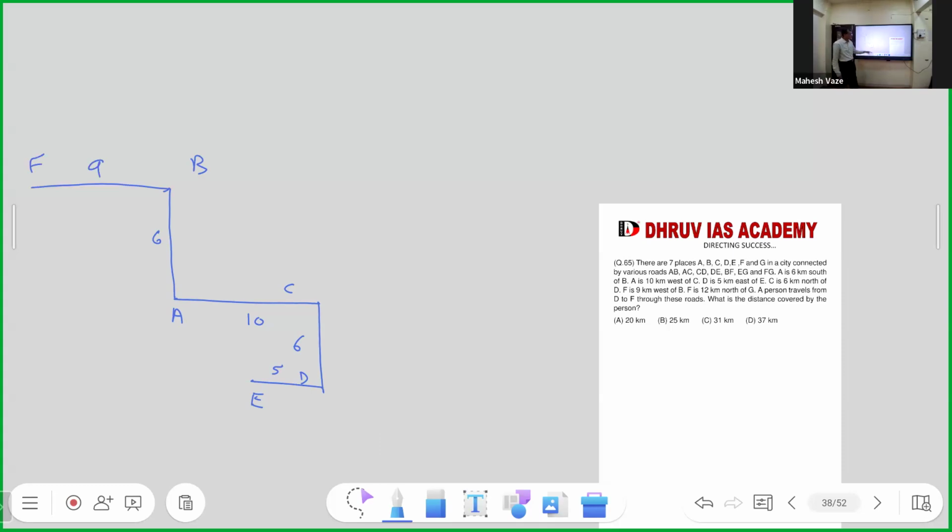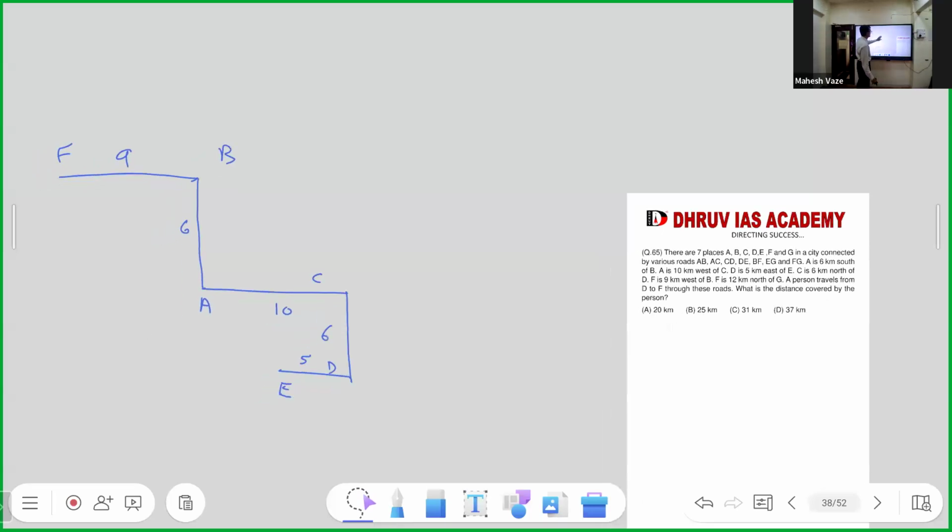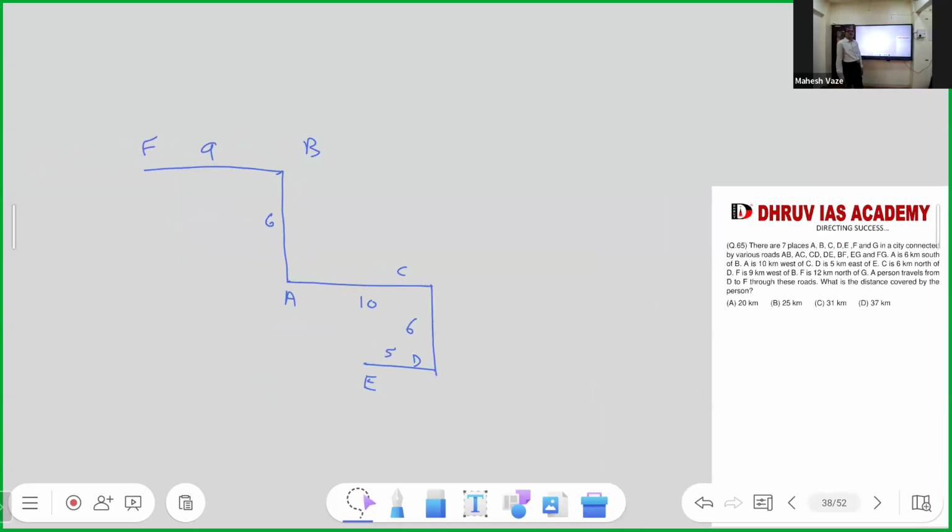So this is there, 9 kilometers west of B. Okay. I think this is clear. Then F is 12 km north of B. That means G is 12 km south of F.